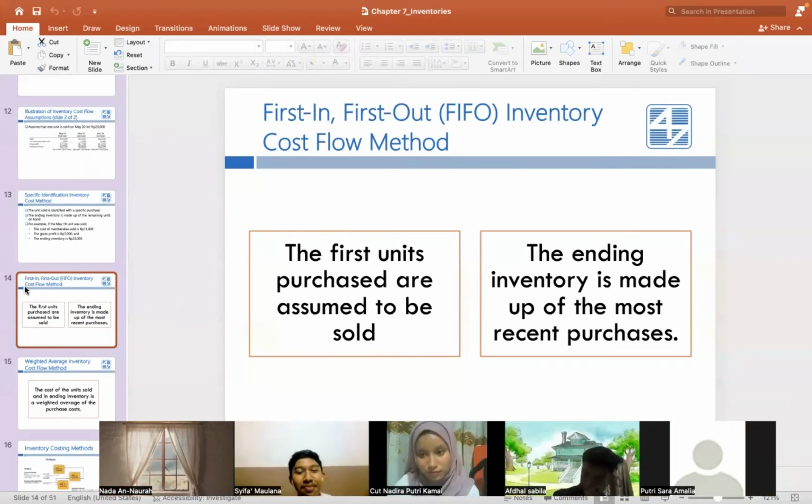First in, first out inventory cost flow method. In the FIFO, the inventory that first enters is the first to be recorded as goods sold. The first units purchased are assumed to be sold, and the ending inventory is made up of the most recent purchases.